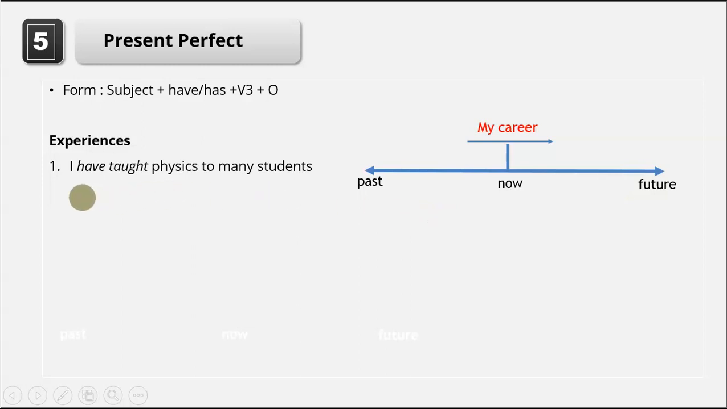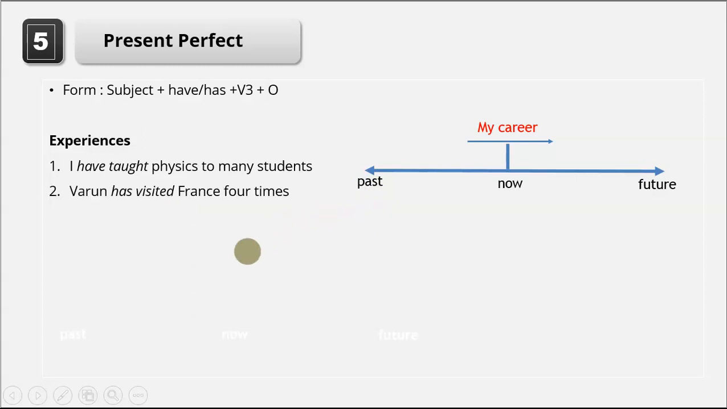When you say that I have taught physics to many students, we are talking about this person's experience of teaching physics. In his career till now, he has taught physics to many students, and maybe in the future he will teach physics again. But till now, he has the experience of teaching physics to many students. We are not talking of any particular time; the emphasis here is on this person's experience of teaching physics to many students. So I hope that is clear.